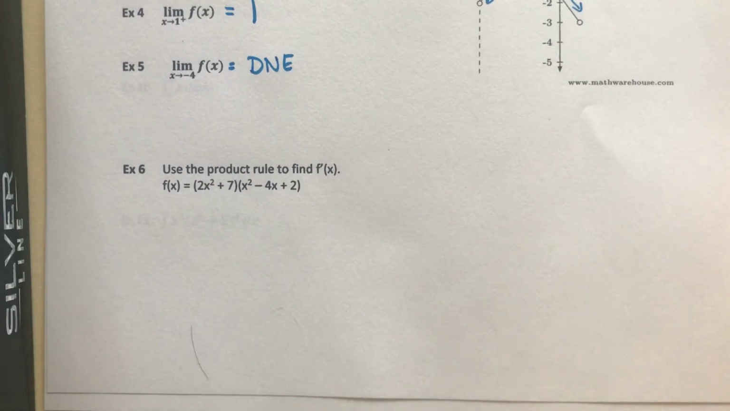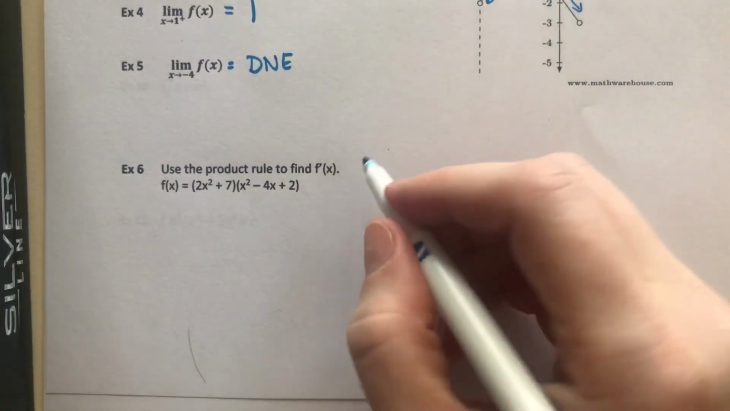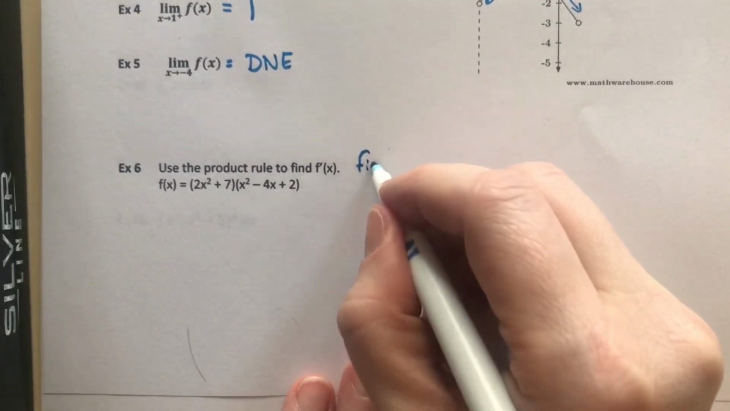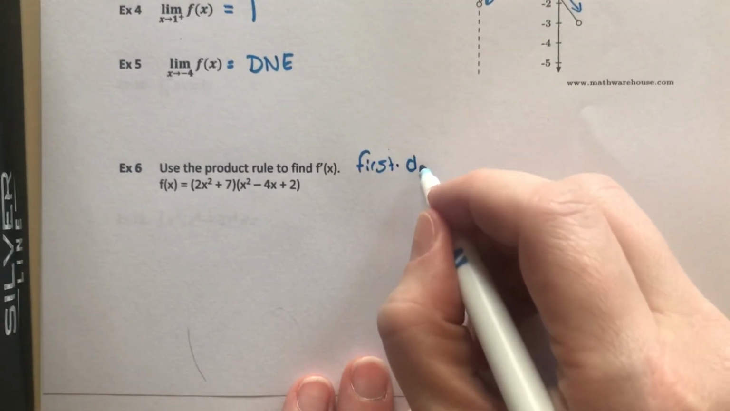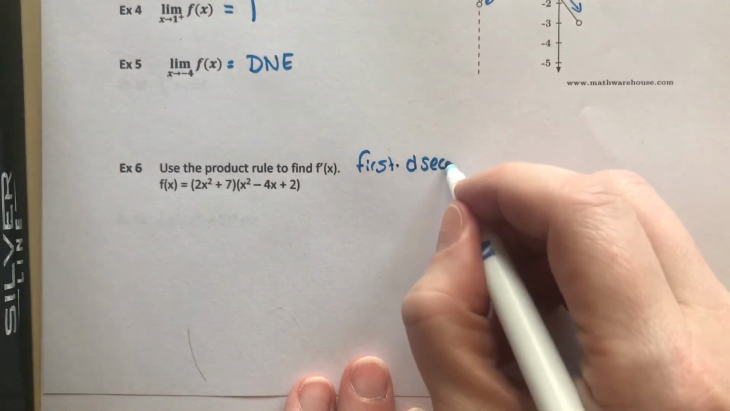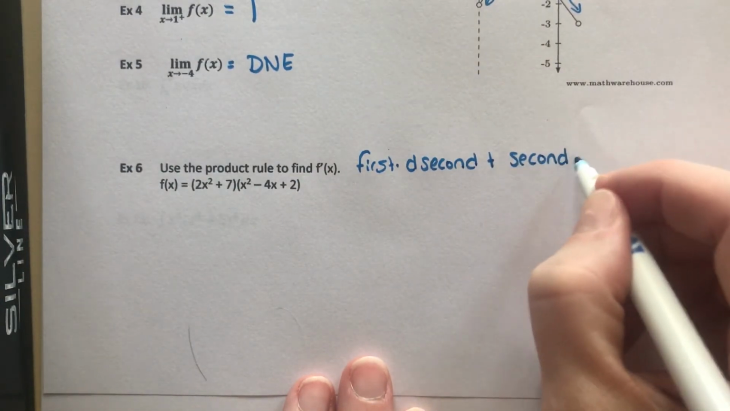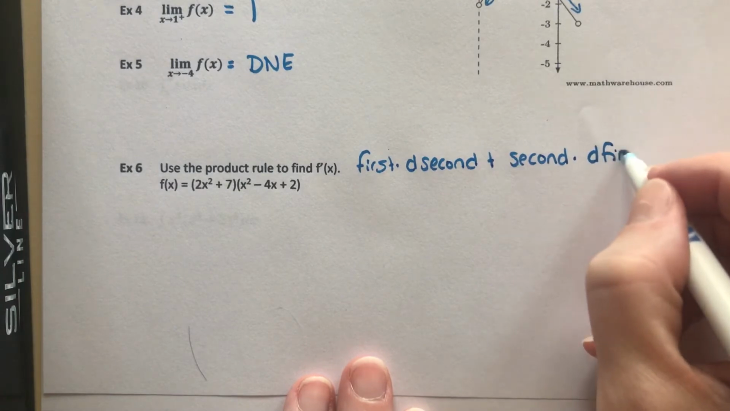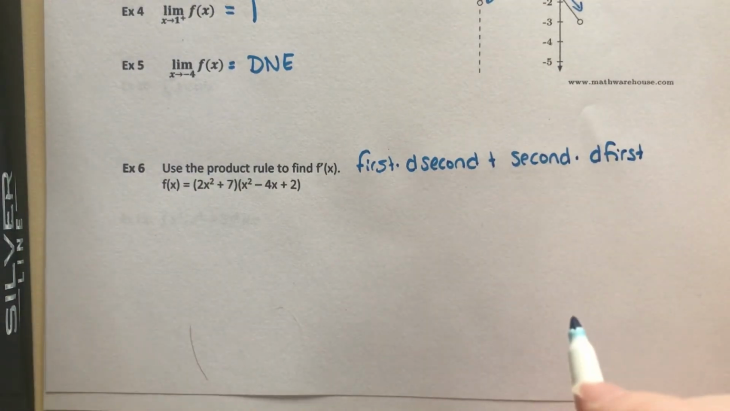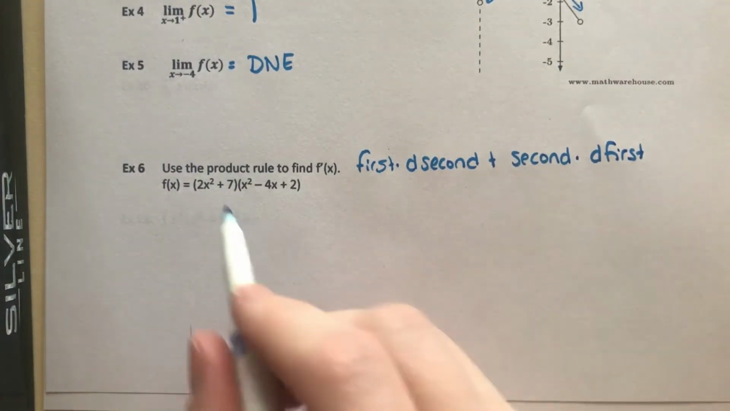So one was the product rule. So the product rule, and I'm going to write this down, was first times the derivative of the second plus the second times the derivative of the first. So we're just going to follow those directions.